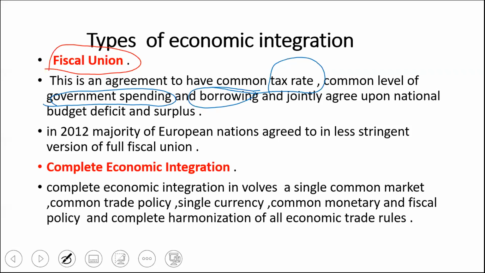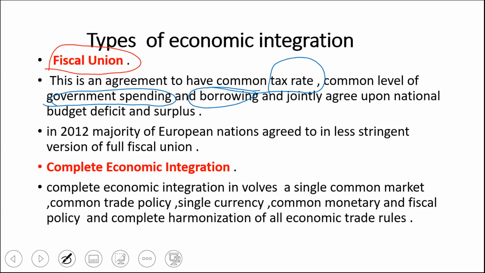But European Union means to an extent there was a fiscal union. Again, I am repeating, fiscal union means there is common agreement related to 3 things: taxation, public expenditure, and borrowing. How much the government will tax the people, not only for your country but among the member countries. Whatever is the taxation policy of France, it will be similar to that of Germany. It will be similar to that of Sweden. That is the meaning of common fiscal union.